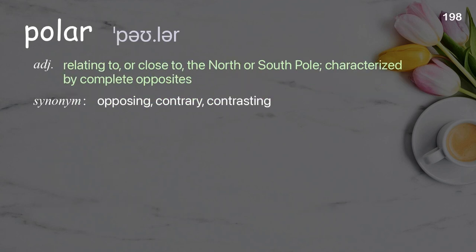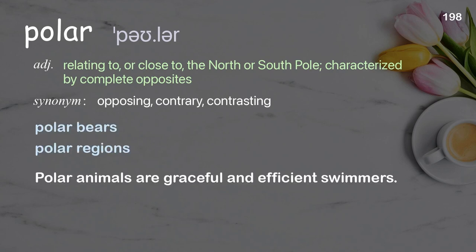Polar. Relating to, or close to, the North or South Pole, characterized by complete opposites. Examples: polar bears, polar regions. Polar animals are graceful and efficient swimmers.